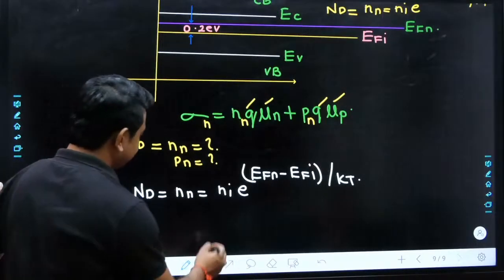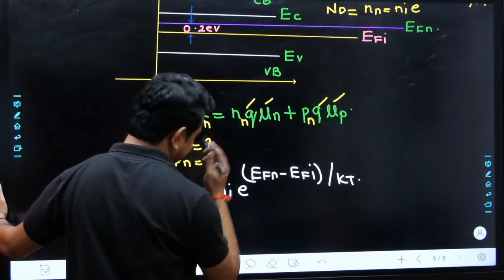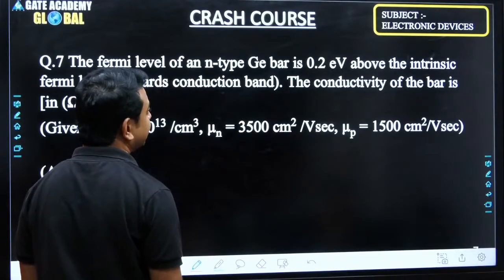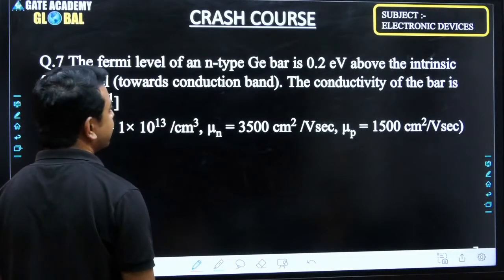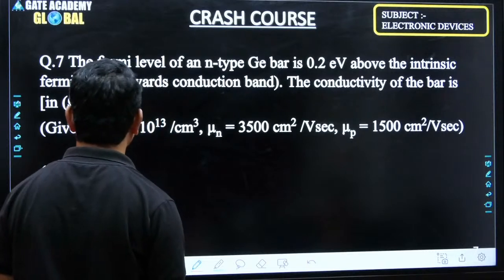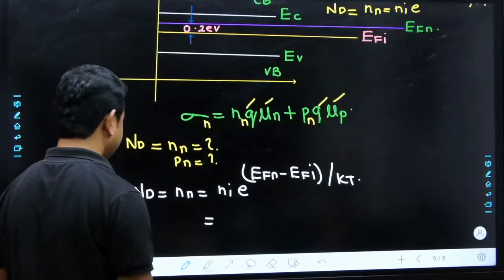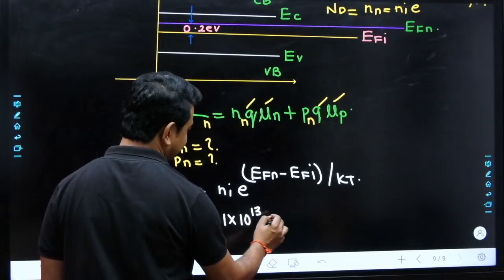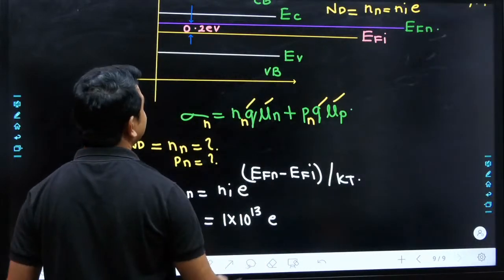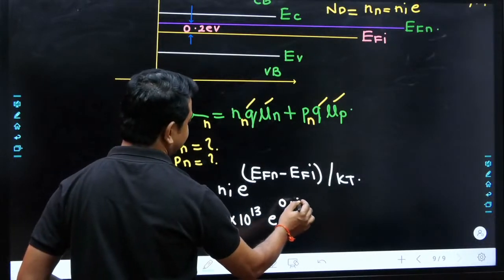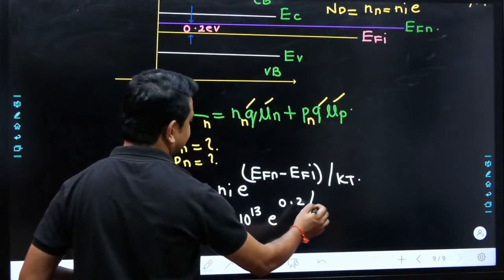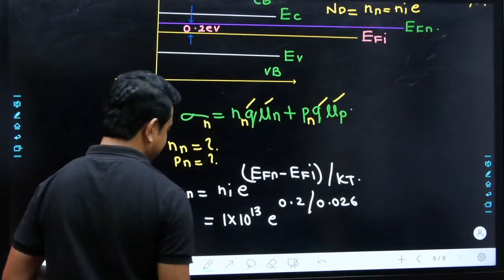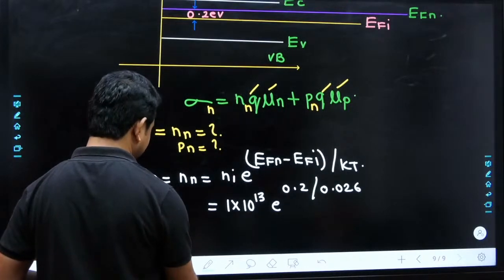So how to find out the value of Ni? Ni is already given, so we have to find out the value of ND. What is Ni? Ni is 1 into 10 to the power 13. This is given by 1 into 10 to the power of 13 into e raised to the relative position of these two, that is 0.2 electron volt, and the temperature is not given, so 0.026. By using this one we can find out the value of ND.